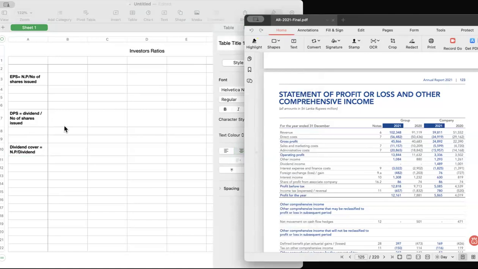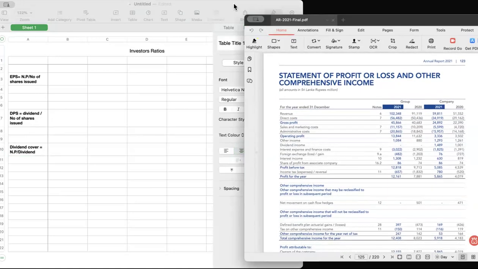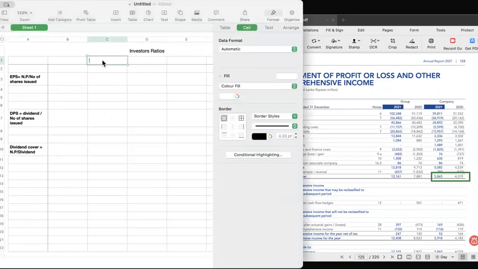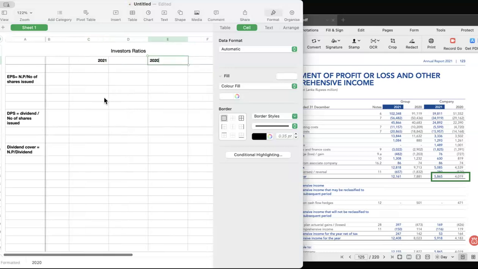Okay, of all three, two have number of shares issued and two have net profit. Let's first take the net profit. So net profit is in the statement of comprehensive income, or profit or loss, or you also call it the income statement. So you can either call it P&L or income statement. So net profit is after all the taxes and expenses have been deducted from the profit, which is this one. So it is 5865 and 4019 for 2021 and 2020.